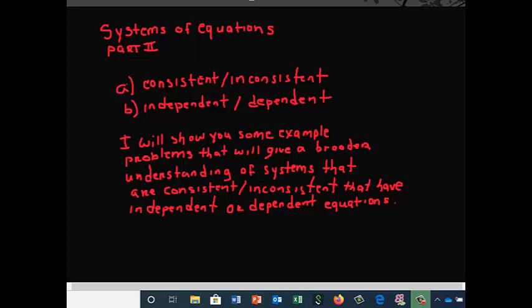Hello. In this video, we'll be talking about systems of equations that are consistent and inconsistent and that have independent and dependent equations. I will show you some example problems that will give a broader understanding of the systems that are consistent and inconsistent that have independent or dependent equations.